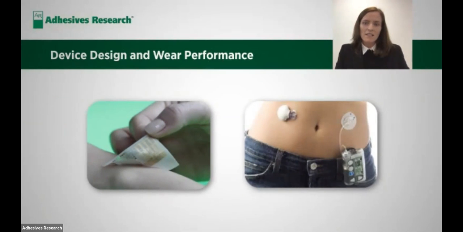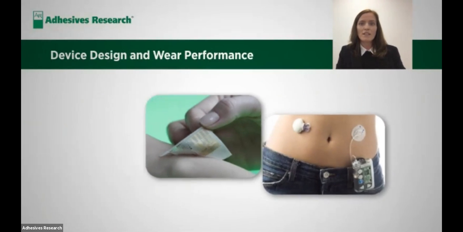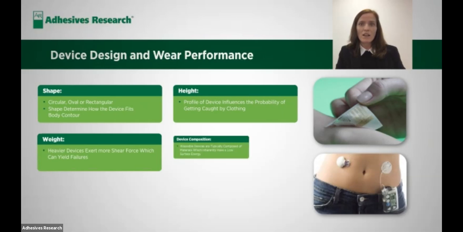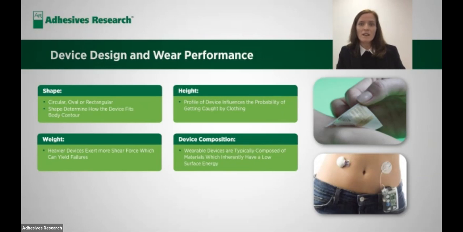With such a vast array of wearable devices currently on the market, combined with the predicted growth, it is critical to understand how device design affects wear performance. Each device and its intended application poses unique challenges for device attachment. Device shape, height, weight, and composition can all influence wear performance. Larger shaped devices with a higher profile and an increased weight pose a more difficult challenge and may be best suited to larger areas on the body with less movement, such as the lower abdomen.